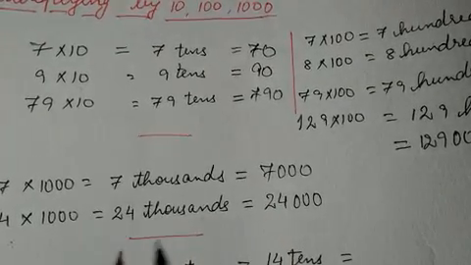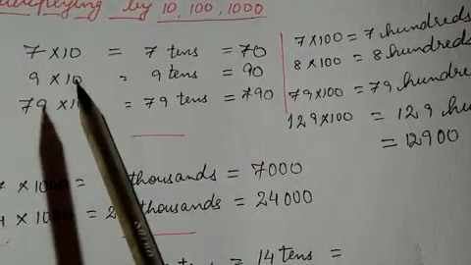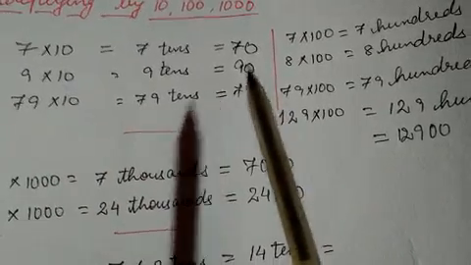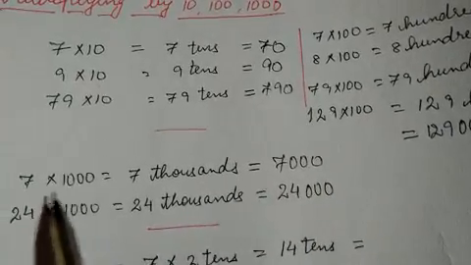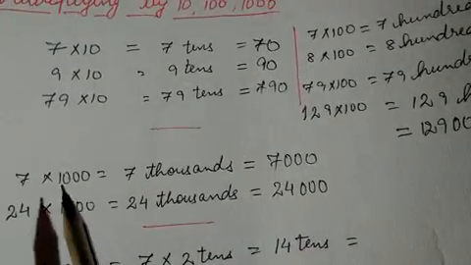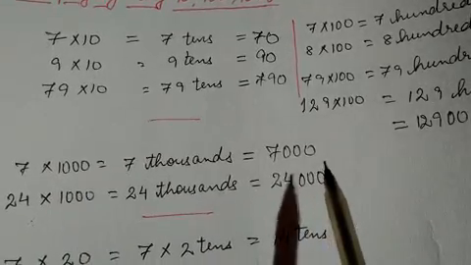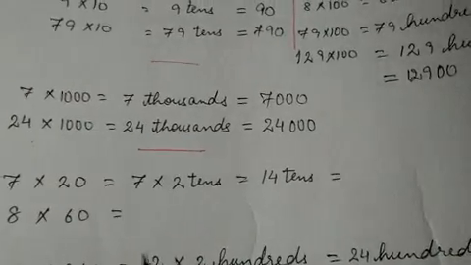Now when you write in the copies, you have no need of writing 7 tens. You can directly write 7 into 10 is equal to 70. You can directly write 7 into 1000 is equal to 7000. This is very simple. 7 ones are 7 and then triple zeros.